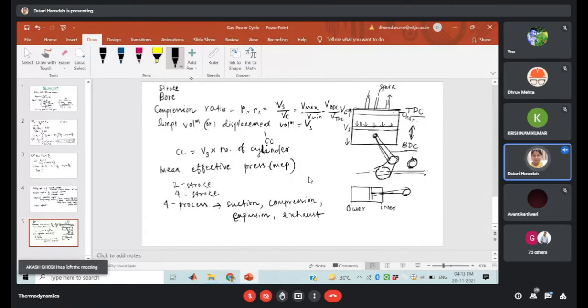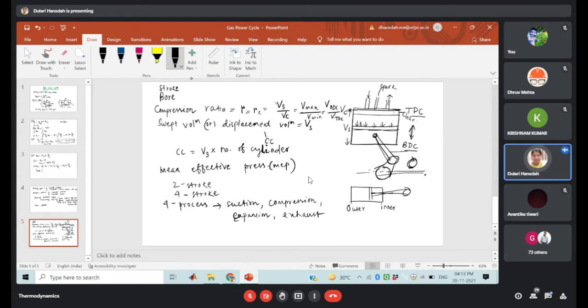Then again, we have the exhaust stroke. In the exhaust stroke, your piston will move from bottom dead center to top dead center. When the piston is moving in the upward direction, whatever products of combustion are left inside the engine cylinder will be expelled, exhausted to the outside of the engine, to the atmosphere. So all four operations or processes will occur with the movement of the piston. The piston will move four times.